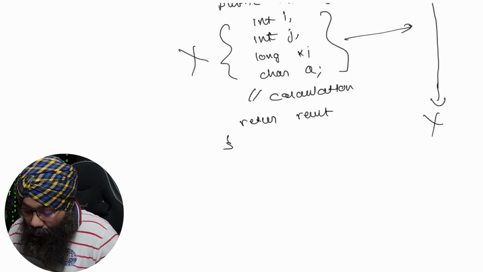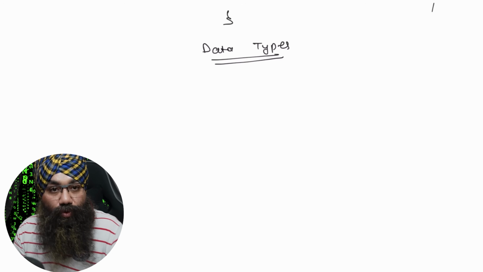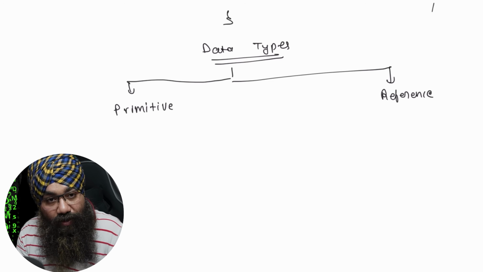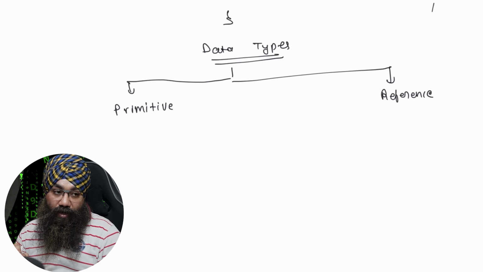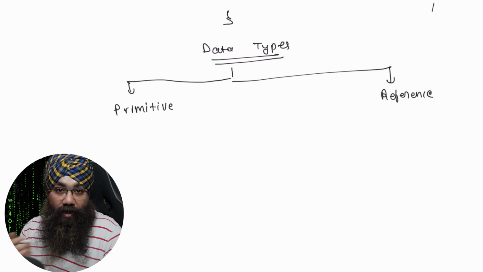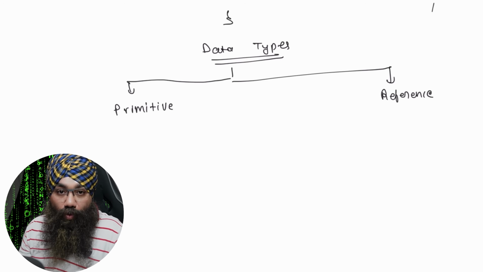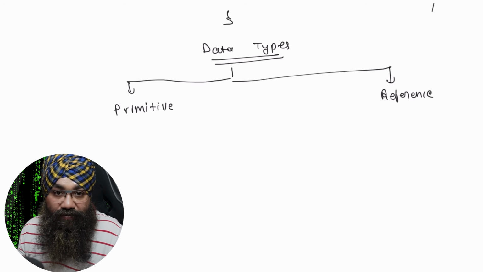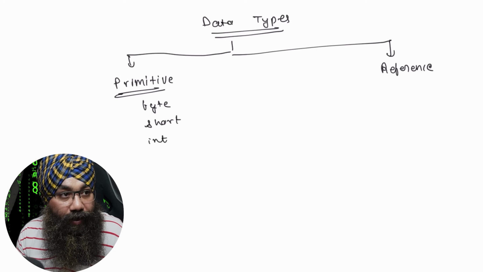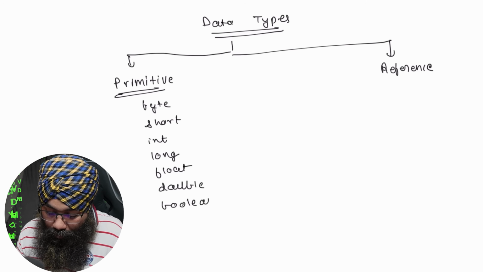Okay. So now let's learn what the different variables and data types are. Data types in Java can be categorized into two types. The first is primitive data type, and the second is reference data type. I'm not listing all the primitives here, but let's list the most commonly used ones. They are byte, short, int, as we already saw, long, float, double, boolean, and char.